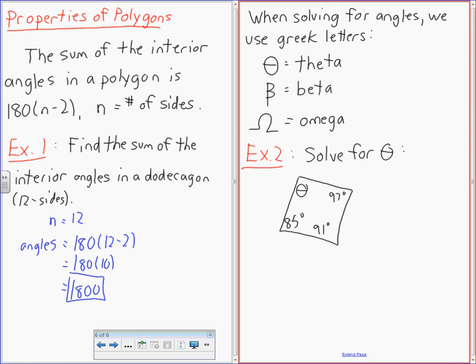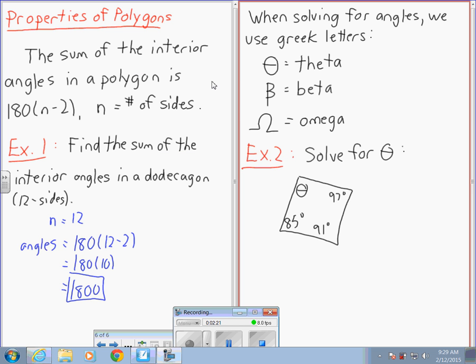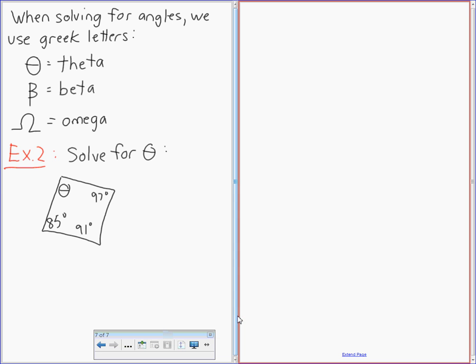It looks like a square, it's not quite. So I hit pause. I want you guys to solve for theta right now for me. So the way we're going to solve this one is, let me start with Megan. Megan, how many sides are there on the shape? 4, okay. So we're going to get my angles. It's just going to be 180 times 4 minus 2.